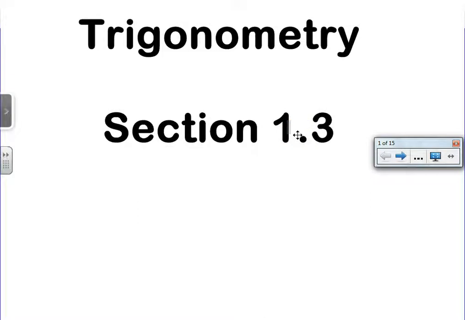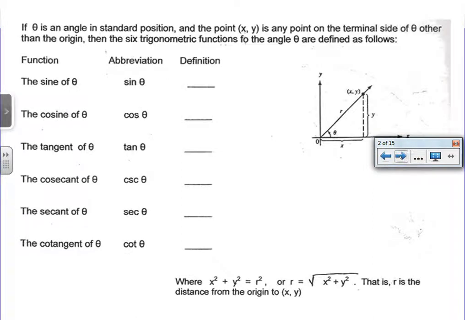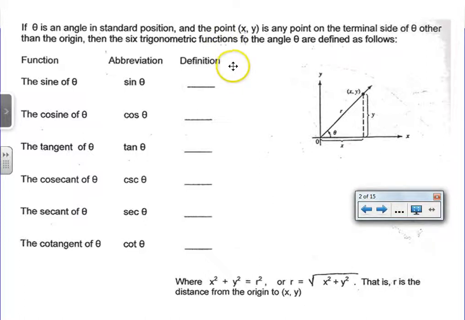Our section 1.3 in Trig is going to involve our trigonometric functions. Now, a lot of these are going to seem very familiar to you because you did learn these in geometry and also in Algebra 2. So a sine function, remember in geometry and in Algebra 2, I'm going to give you the old definition, was originally defined as the opposite over the hypotenuse.